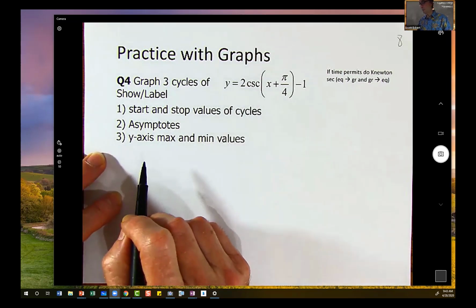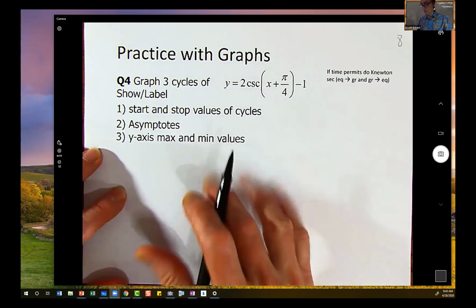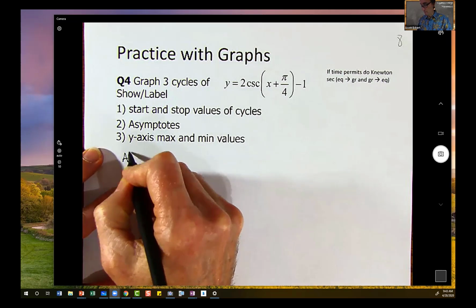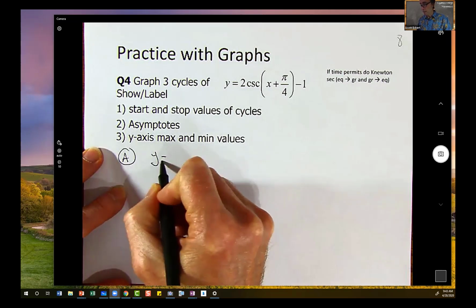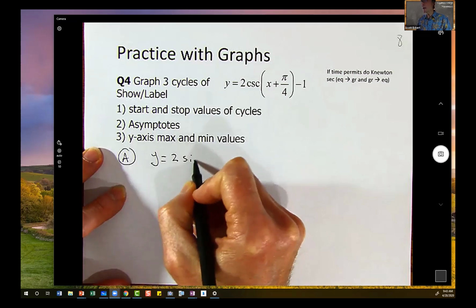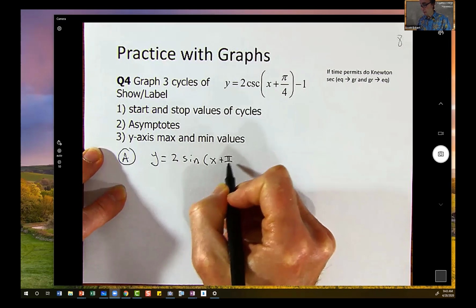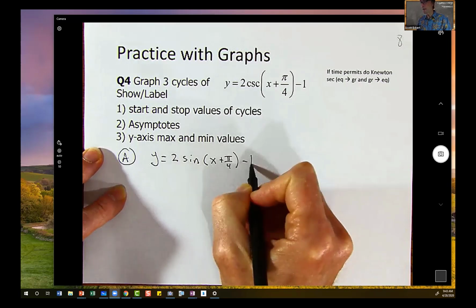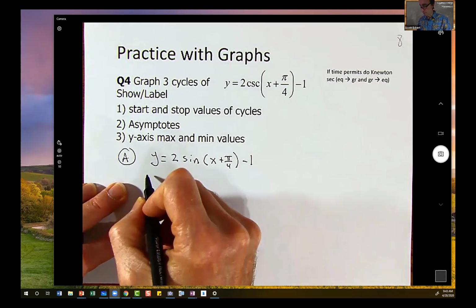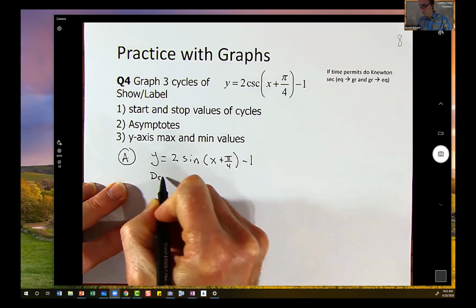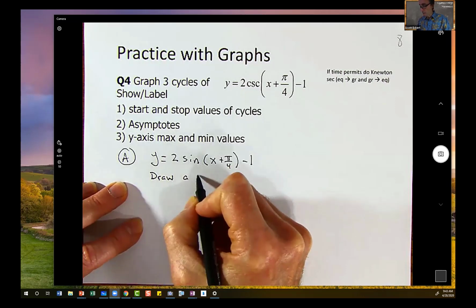So here's what we're going to do. We're going to go in stages. First stage is think about it as 2 sine of x plus pi over 4 minus 1. And what I want you to do here is draw a box.